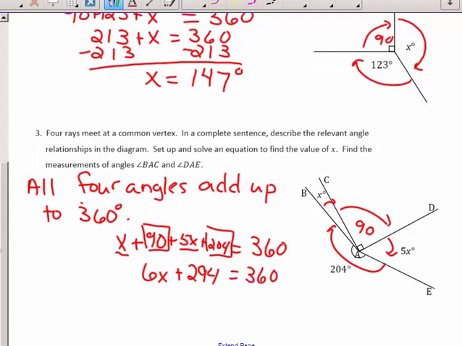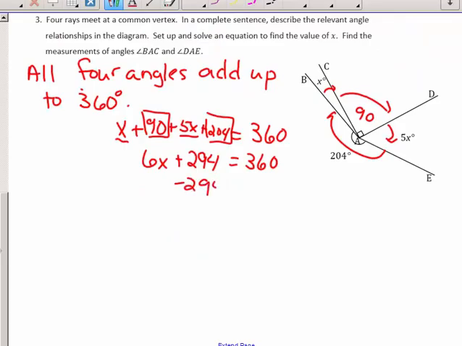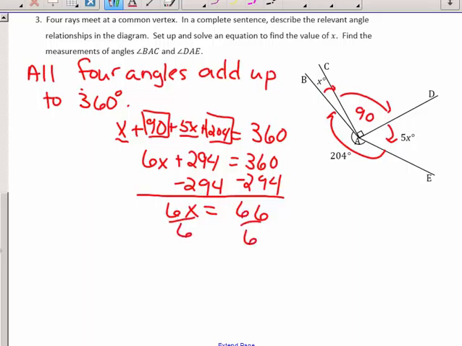equals 360 degrees. I have to subtract to get 6x by itself. So 6x is equal to 66. Not sure if that's right. Anyway, divide both sides by 6 and we get x equals 11. Now, again, making sure that I'm reading because it wants to know, find the value of x. We did that. Then it wants to know the measures of angle BAC and angle DAE.